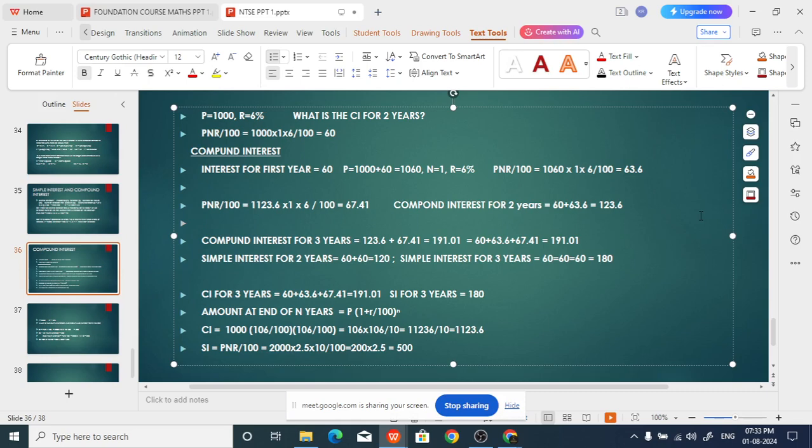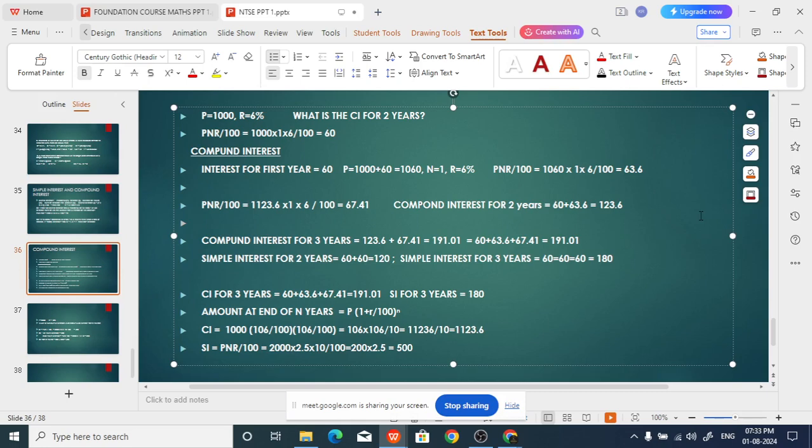So you have got the answer? 1123.6 into 1 into 6 by 100, you are getting 67.41. So now the total interest will be 60 plus 63.6 plus 67.41. So you are getting 191.01. Am I correct? Yes, sir. So the compound interest for 3 years is 191.01.